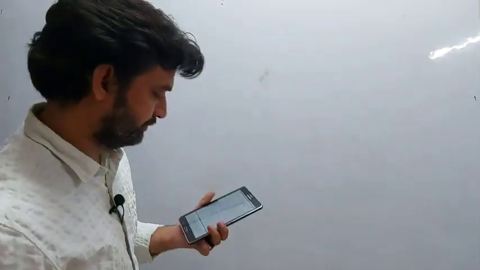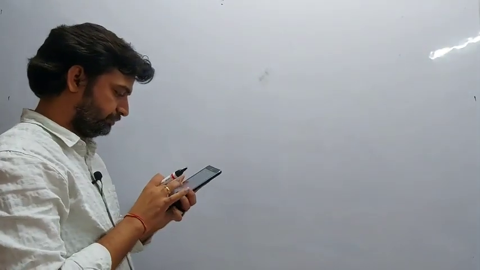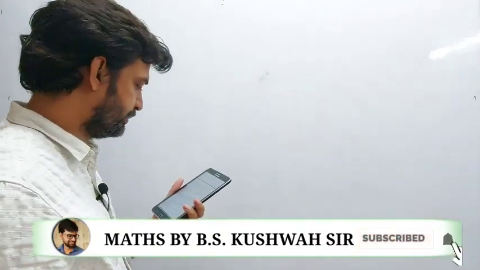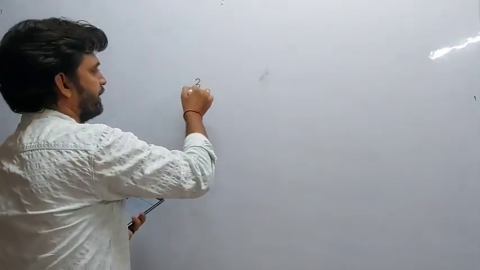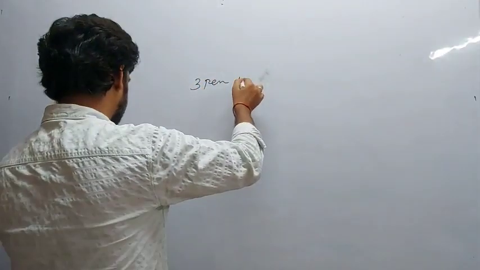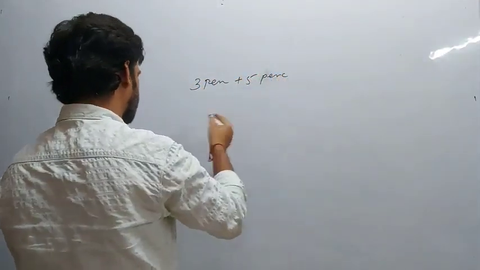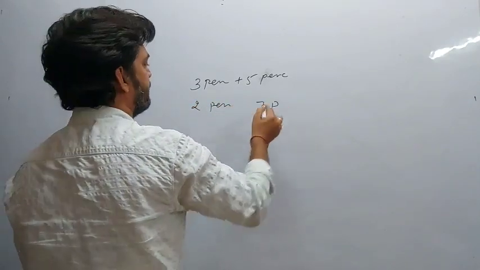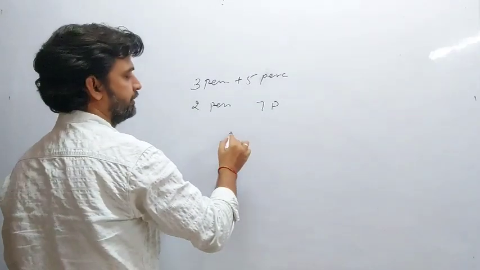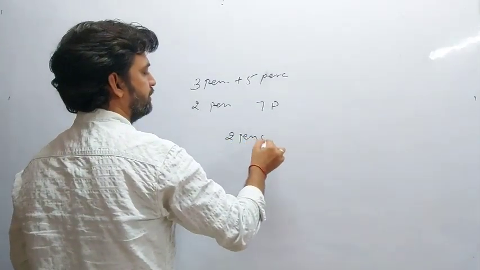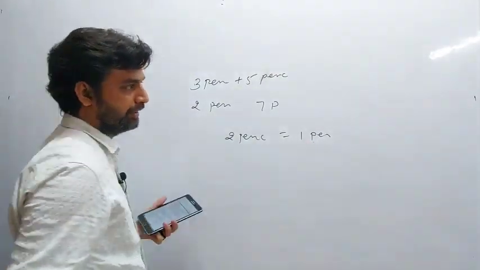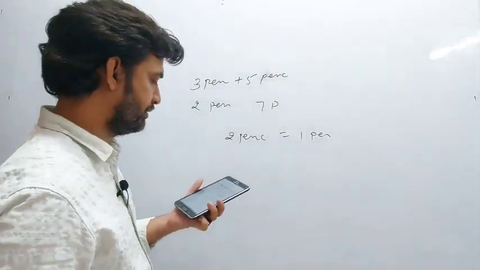Only statement 1 is right. Then Vijay sent an equal amount of money to buy some pens and pencils. Obviously, you can do that. 3 pens plus 5 pencils, and the second one is taking 2 pens and 7 pencils. That means in place of 1 pen, he is getting 2 pencils. So the value of 1 pen is twice the pencil value.